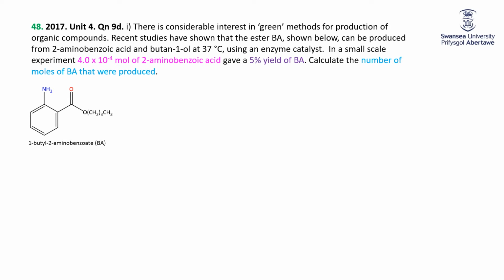Considerable interest in green methods for production of organic compounds. Recent studies have shown that ester BA, shown below, can be produced from 2-amino benzoic acid and butanol at 37 degrees Celsius. Well, let's quickly, before we go any further, 2-amino benzoic acid is that, and there's butanol, and so that's the reaction that we're looking at. Okay, in a small-scale experiment, 4 times 10 to the minus 4 moles of 2-amino benzoic acid gave a 5% yield of BA. Calculate the number of moles of BA that were produced.